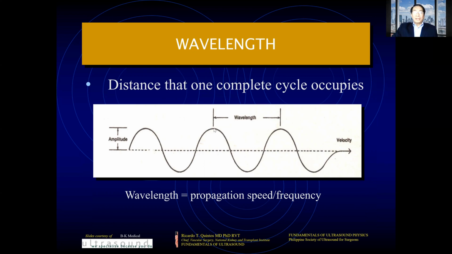So at a particular point in the wavelength, if you start at the crest or the top of the wave, then you have to end the cycle again at the top of the wave. So that is the distance that one complete cycle occupies. Mathematically, the wavelength is a function of propagation speed and frequency. We will be talking about this later on when we talk about how waves travel through certain media.